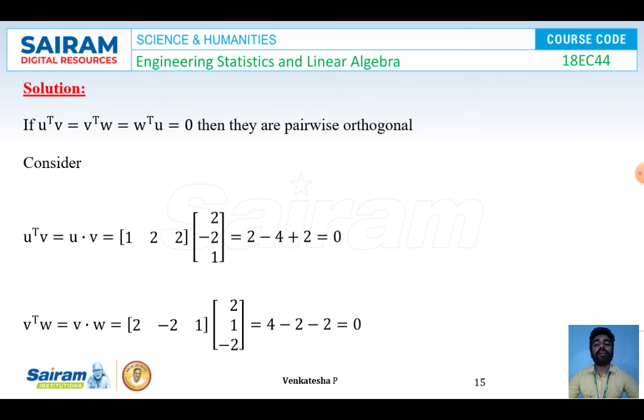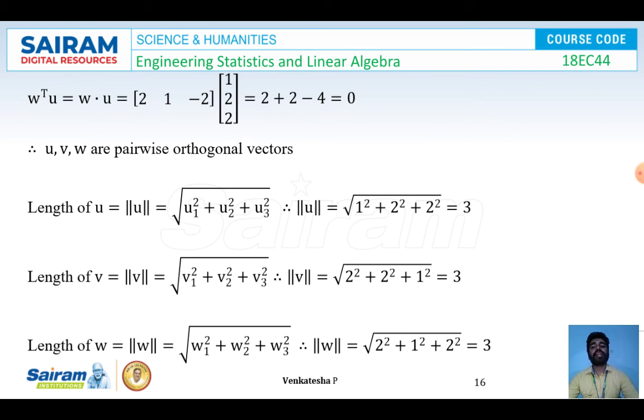Now I am going to find w transpose u. So taking the transpose of w matrix, that is 2 1 minus 2, taking u matrix 1 2 2, by multiplying both, 2 into 1 is 2, 1 into 2 is 2, 2 into minus 2 is minus 4, it is equal to 0. So hence we got u transpose v is equal to 0, v transpose w is equal to 0 and w transpose u is equal to 0. Hence we can say that these vectors u, v, w are pairwise orthogonal vectors.